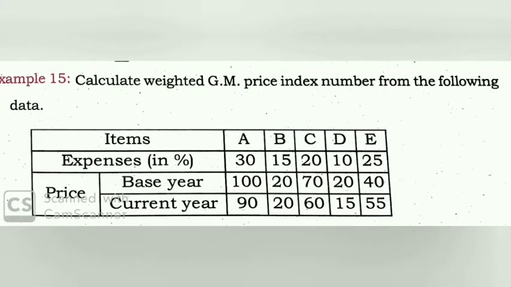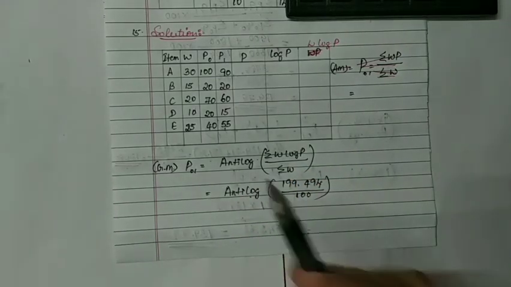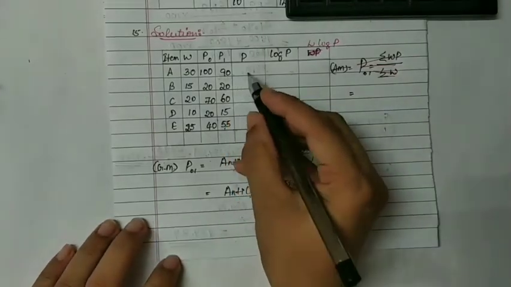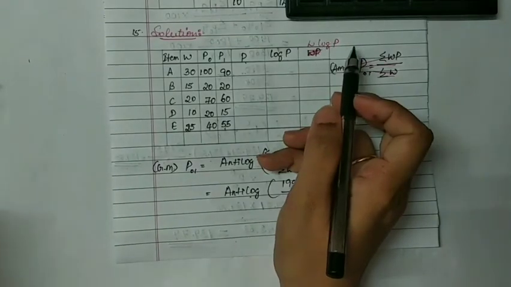Here is our last problem now. Calculate weighted geometric mean price index number from the following data. Items are given A, B, C, D, E. Expenses, base year price and current year prices are given. Expenses are considered as weights. We are asked to calculate weighted average of relatives based on geometric mean, and the formula is here. You know that, right? Here calculate P, log P and W log P.